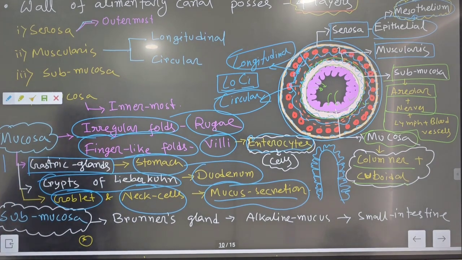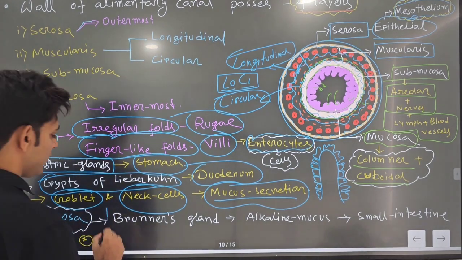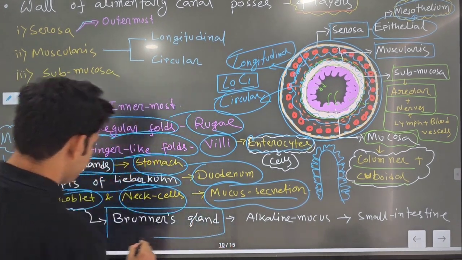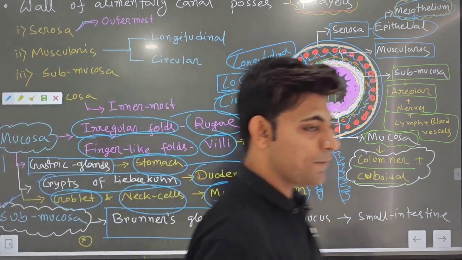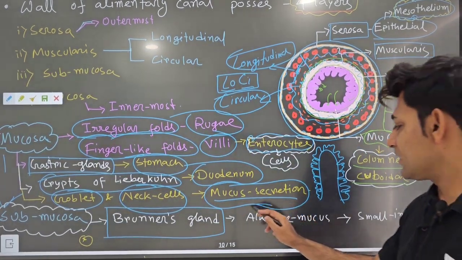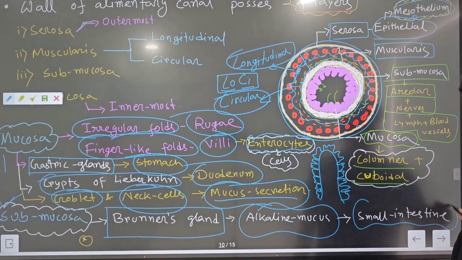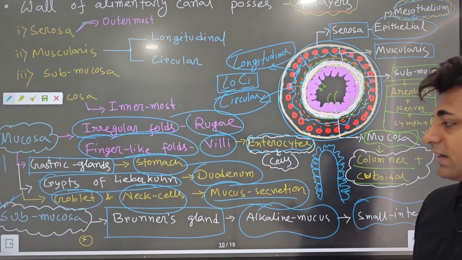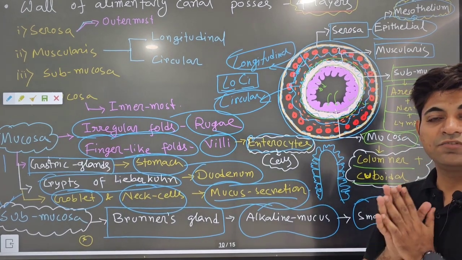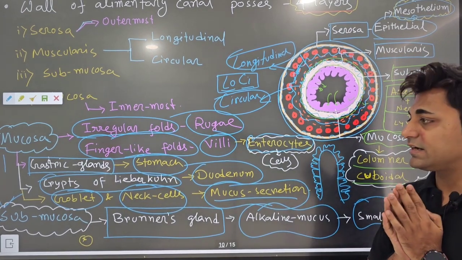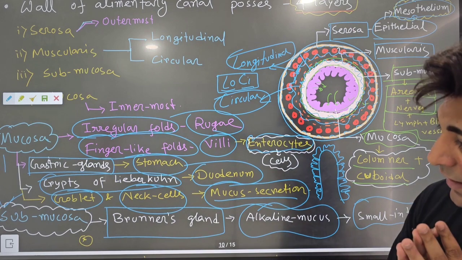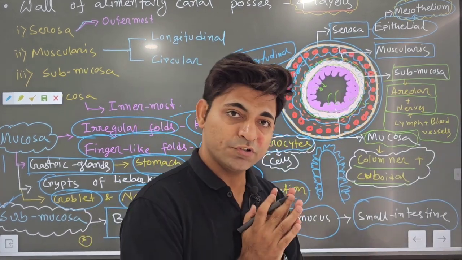Now in submucosa, this thing you need to remember: in the duodenum, Brunner's glands are present in the submucosa, releasing alkaline mucus. This alkaline secretion of Brunner's glands also takes part in the formation of succus entericus in the small intestine.